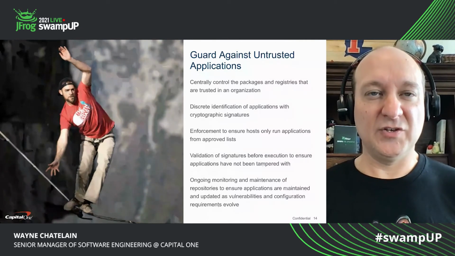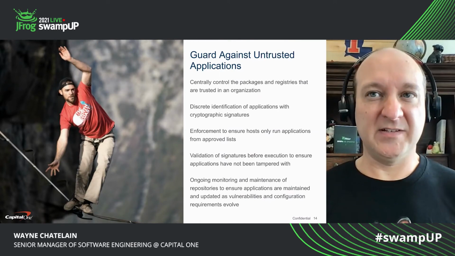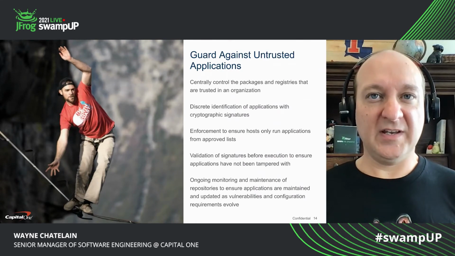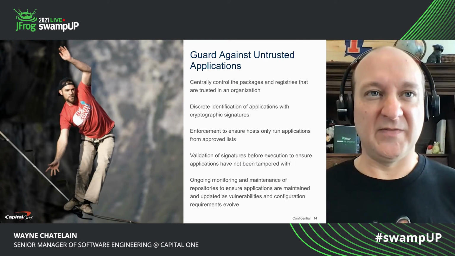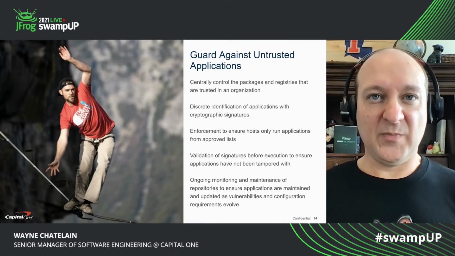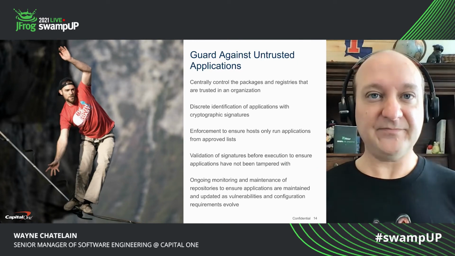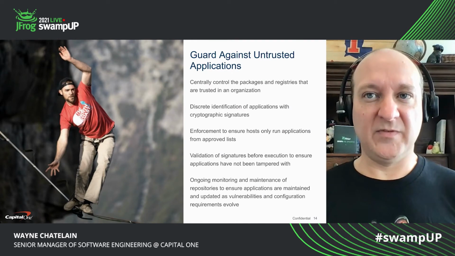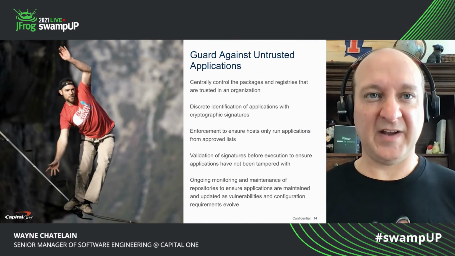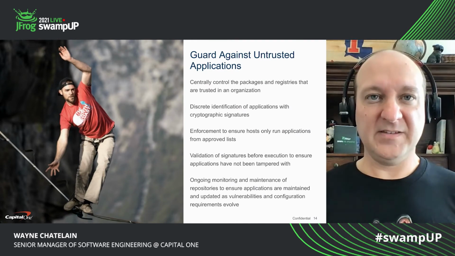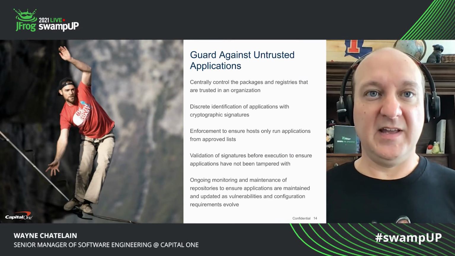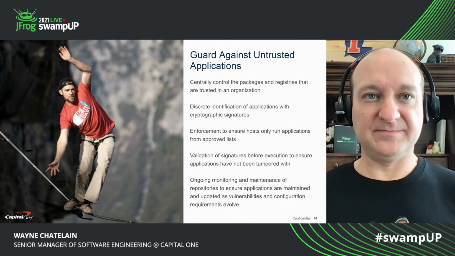Also, applications should be able to be identified with a cryptographic signature. In the use case of Docker and containers, you should look at using tools like Docker Notary in your environments. For other package types, you will need to evaluate how you establish signatures and validation of those signatures. Signatures should be validated before the software packages are actually executed. This helps ensure that packages have not been tampered with or compromised and can run as a trusted package.